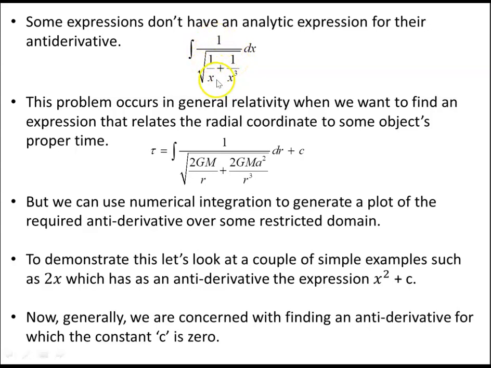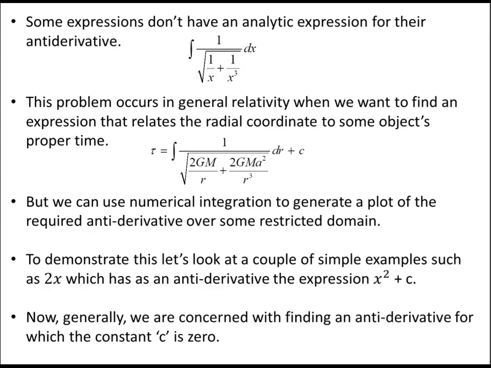So it's a fair bit of interpretation involved, but there's no easy symbolic antiderivative for this expression. Now this problem occurs in general relativity when we want to find an expression that relates the radial coordinate of some object to its proper time. So the proper time is the antiderivative, the integral of this object here, plus some constant. Now this is not easily anti-differentiated using symbolic methods, and so we need to use numerical methods for this. And this will be the subject of a future video, but not today's one. Today's one is an introductory video using Mathematica to plot the antiderivative of some expression.